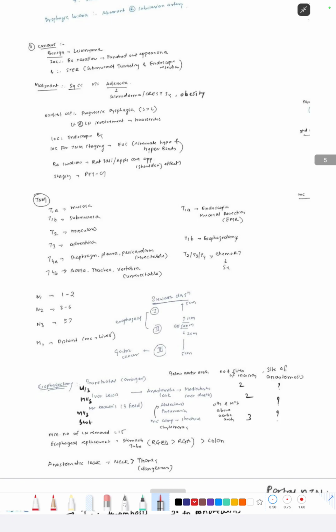Now, in the Ivor Lewis approach, the complication can be anastomotic leak. It can lead to mediastinitis, which is the most common cause of death. While in McKeown's three-field, the most common complication is stricture formation, and it can also lead to atelectasis and pneumonia. Minimum number of lymph nodes that are removed in esophagectomy is 15. Then esophageal replacement is done by the stomach tube, which is based on the right gastric artery and right gastroepiploic artery. The anastomotic leak happens at the neck more than the thorax, while if it happens in the thorax, then that is going to be the most dangerous of all.